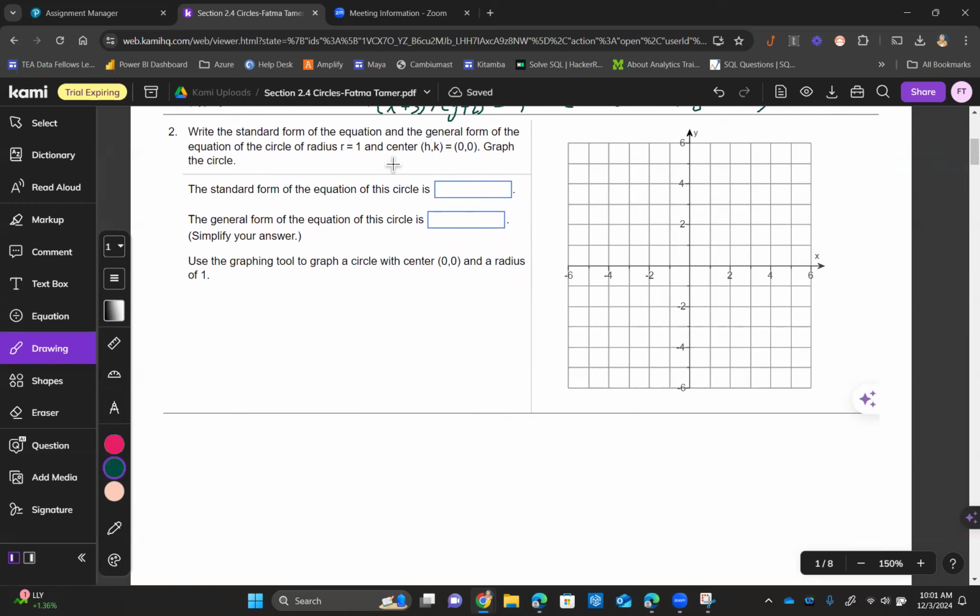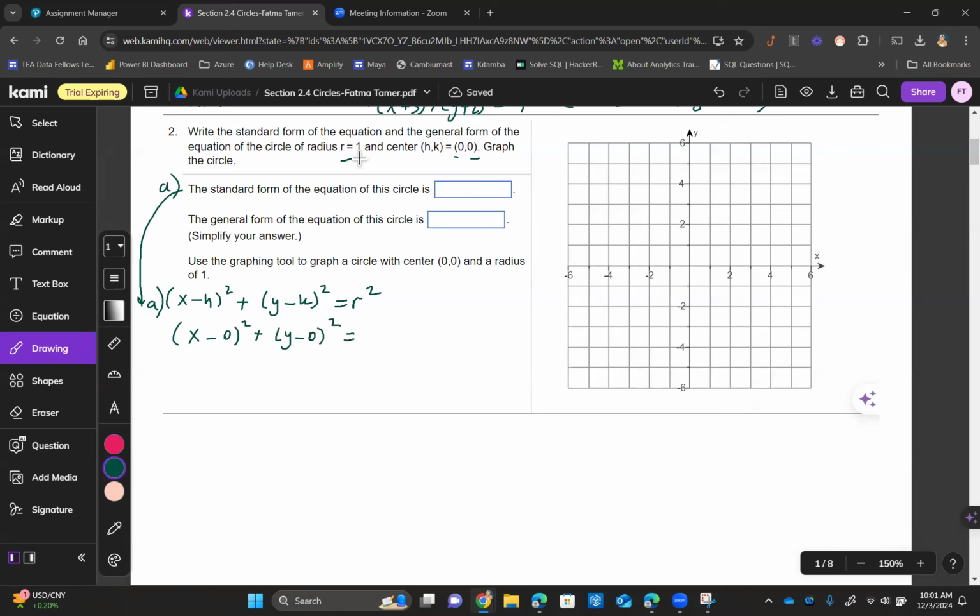Then graph the circle. Okay, so first the standard form. The formula for standard form is (x - h)² + (y - k)² = r². So let's just label this A. They told me that h is 0, k is 0, which is very nice, and it makes my job super easy. So I need (x - 0)² + (y - 0)².